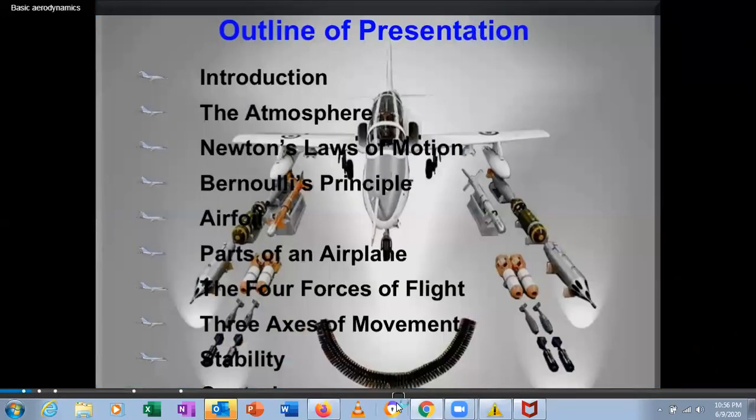The outline of this is introduction, the atmosphere, Newton's laws of motion, Bernoulli's principle, airfoil, parts of an airplane, the four forces of flight, three axes of movement, and stability. These are all things that will be included in this presentation.